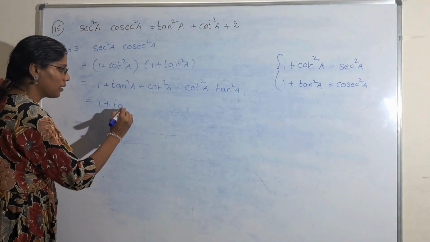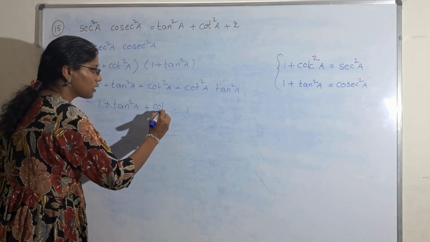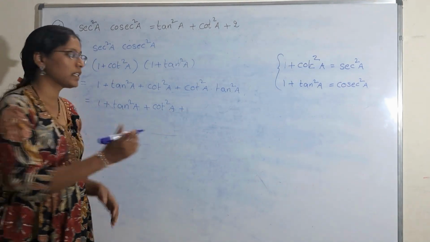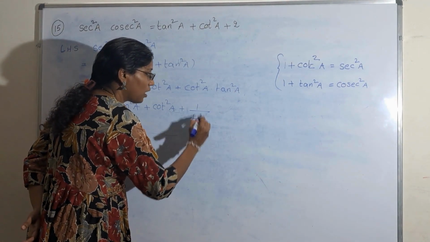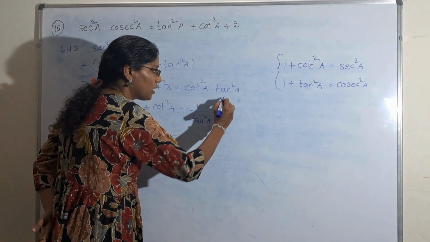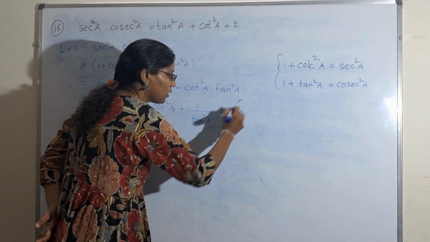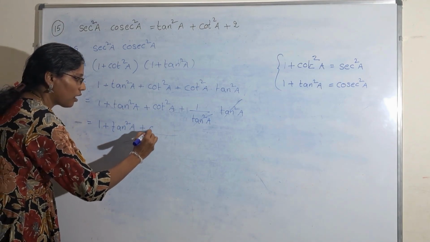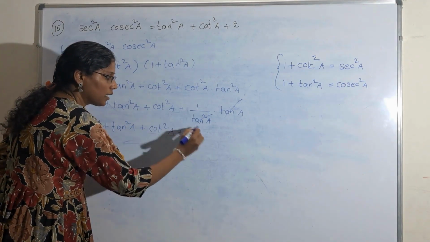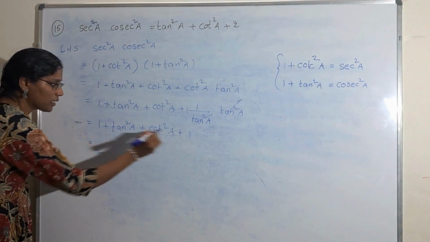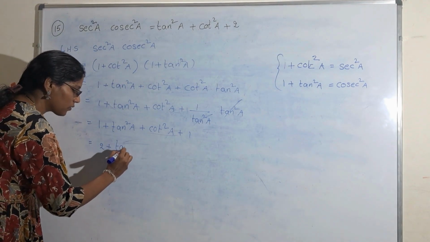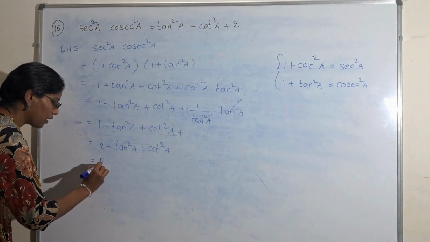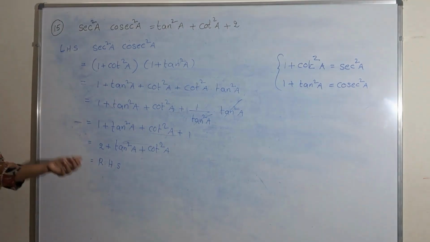As it is, we have to write 1 plus tan square A plus cot square A, plus tan square A into cot square A. Cot A and tan A are reciprocals. Either one we have to change: cot square A we write as 1 by tan square A, into tan square A. Both cancel, remaining 1. 1 plus 1 is 2, plus tan square A plus cot square A. Therefore, LHS is equal to RHS.